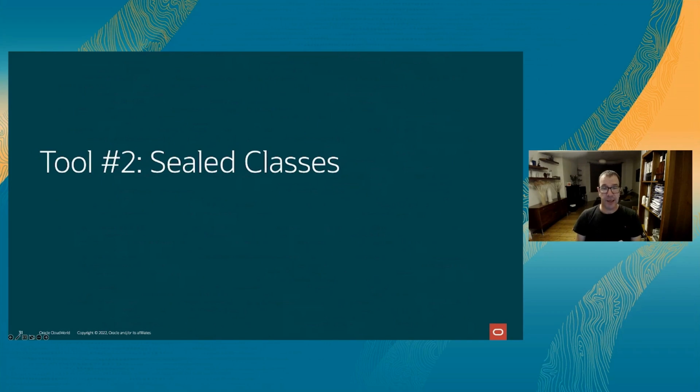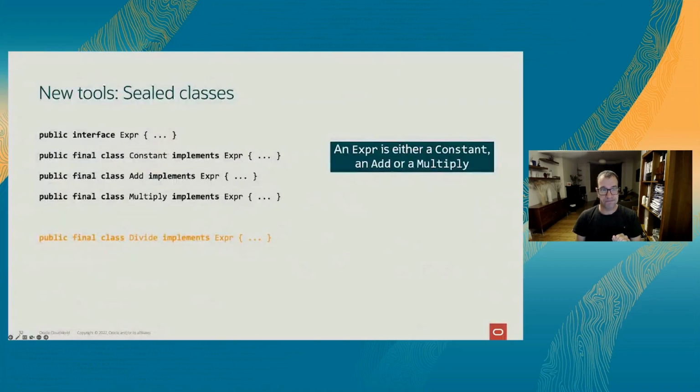The second feature that we need from Project Amber are sealed classes. Now, they may seem different from record classes, but they interact with each other in a very powerful way to enable richer modeling of data. Sealed classes address a long-time limitation in the Java language.